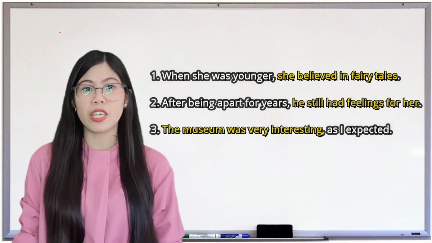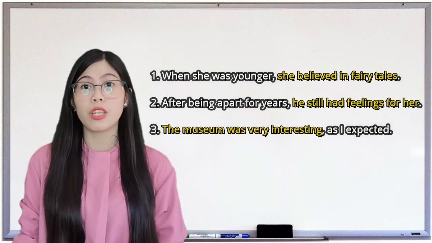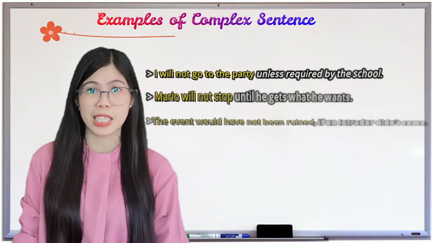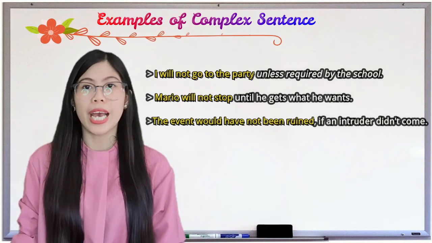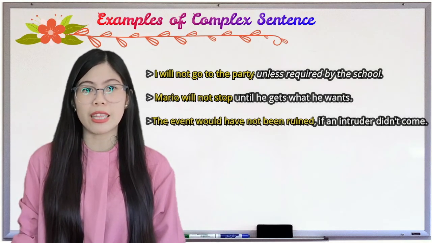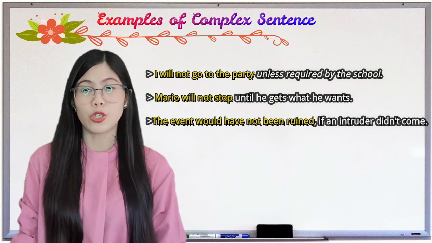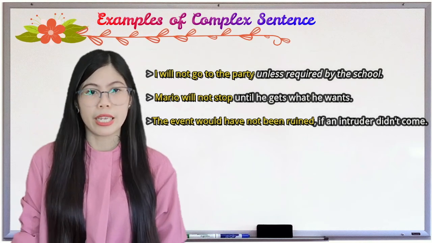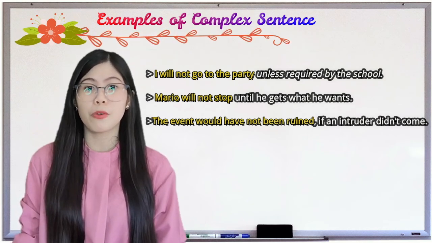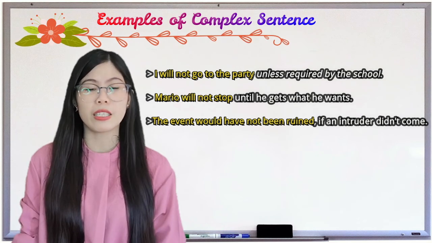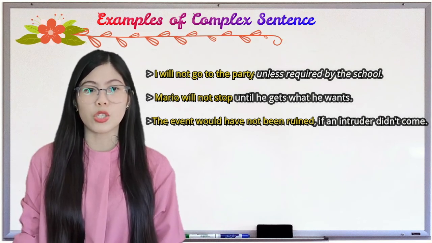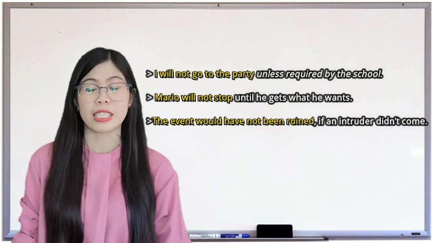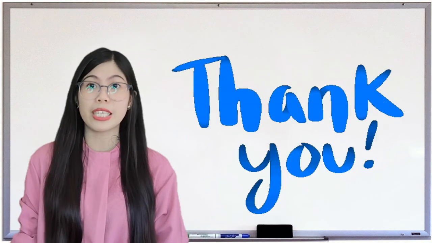I have also provided another set of examples. This will also serve as your guide in constructing your own sample complex sentences to be done later. So we have: I will not go to the party unless required by the school. Another one: Mario will not stop until he gets what he wants. And then next: The event would not have been proven if an intruder didn't come. Those underlined clauses are the dependent clauses, and those with colors are the independent clauses. So that's the end of our discussion for today. Thank you.